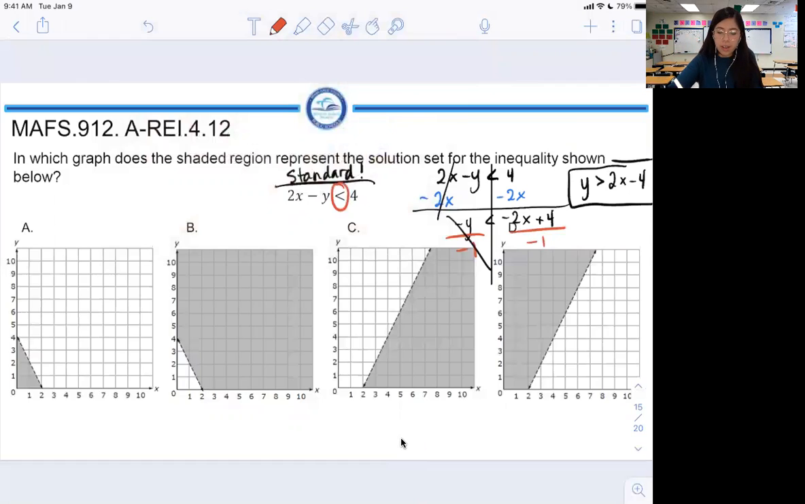I know it's greater than, so it can't be C and it can't be A. And then in order to figure out my answer, I know that I have a positive slope and the y-intercept is negative 4. Between answer choice B and D, it's definitely going to be D because this is a positive slope and the y-intercept would be negative 4, which would be somewhere down here. So this is definitely my answer, not B. B is a negative slope, that's why.